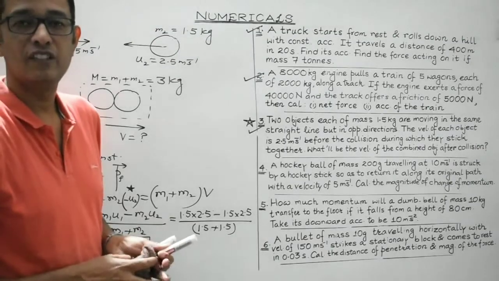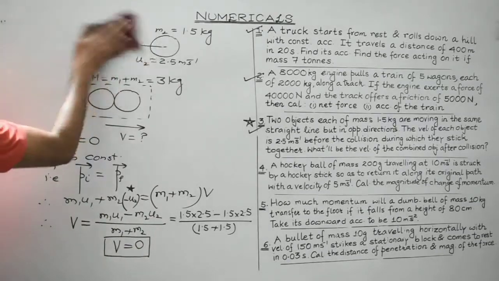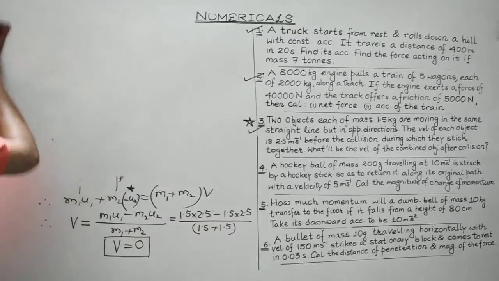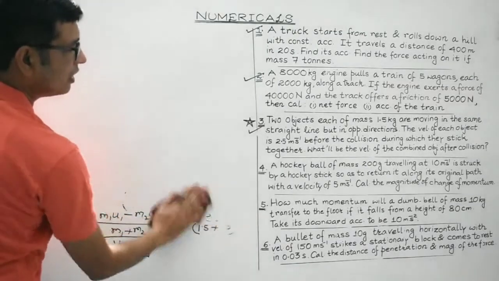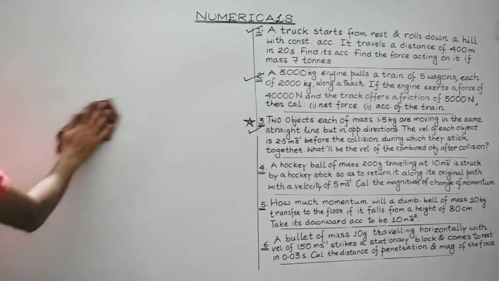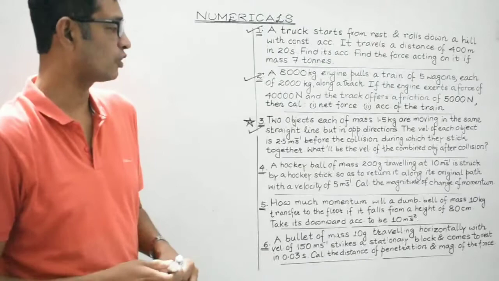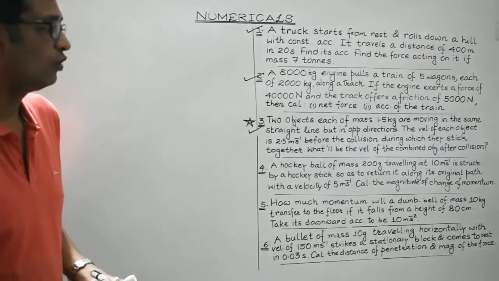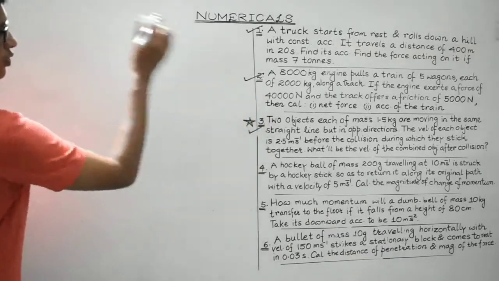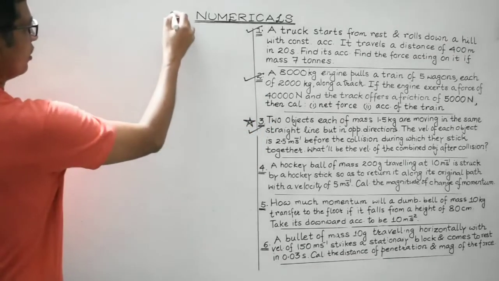Okay, students, let's proceed to the next question. Question number 4. A hockey ball of mass 200 gram traveling at 10 meters per second is struck by a hockey stick so as to return it along its original path with a velocity of 5 meters per second. Calculate the magnitude of change of momentum. Okay, this is related to question number 3 only.